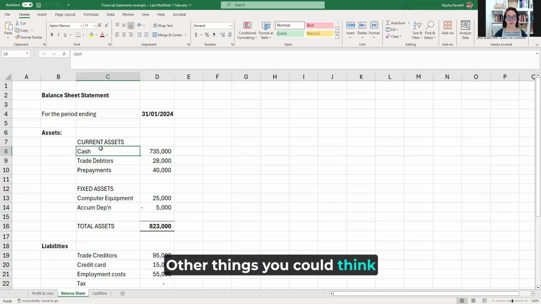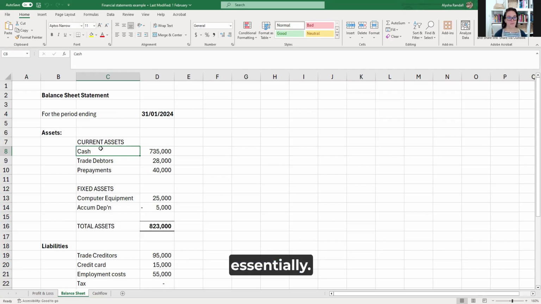Other things you could think about is, for example, if you have a digital business and you're using PayPal or Stripe or Super Payments or things like this, you may have a balance sitting with them that is yours, but it's sitting currently on their platform, and it's just taking a day or 2 or 3 to arrive into your bank account. This is also an example of cash. It's cash that is yours, essentially.